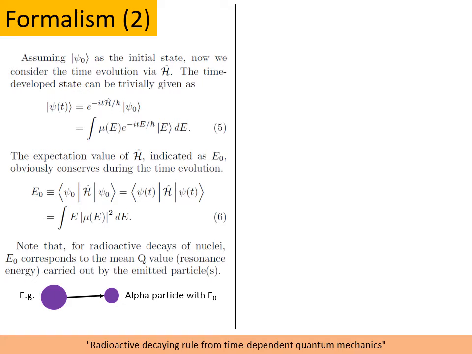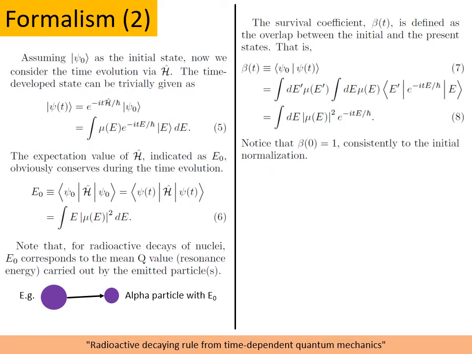Now we have to work through a little bit long formalism. First, assuming ψ0 as the initial state, we consider the time evolution with this Hamiltonian. And the time evolution is given by this equation 5. Here, the expectation value of the Hamiltonian, which is indicated as E0, obviously is conserved during the time evolution. That is given as equation 6. And note that for radioactive decays of nuclei, this expectation value E0 indeed corresponds to the mean Q value, or equivalently the resonance energy carried by the emitted particles.